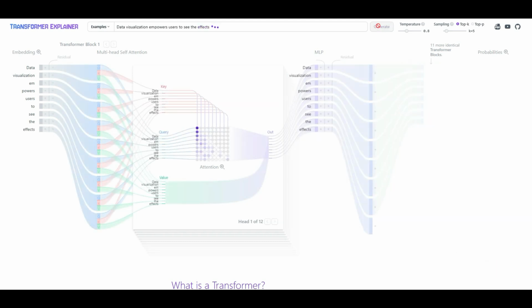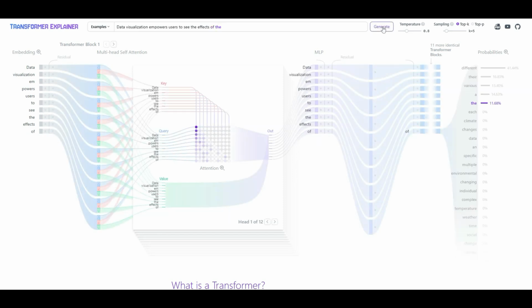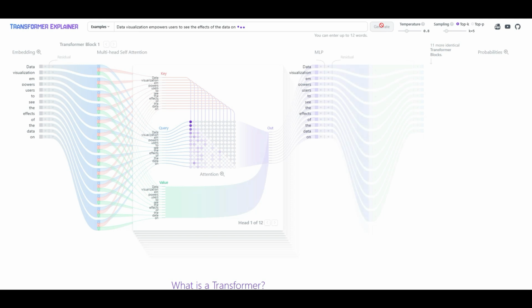In our case, we had to click the Generate button, but in a real LLM, you don't have to do that. In our case, the model is designed to take no more than 12 words and it stops.